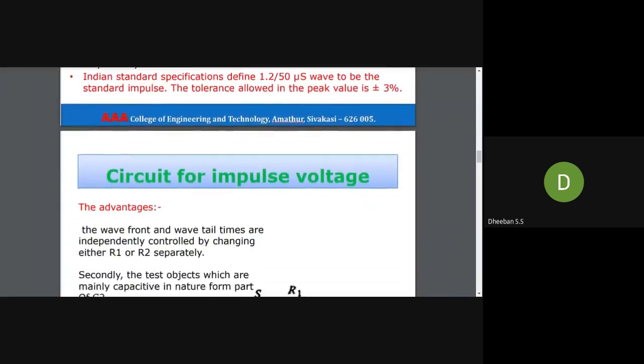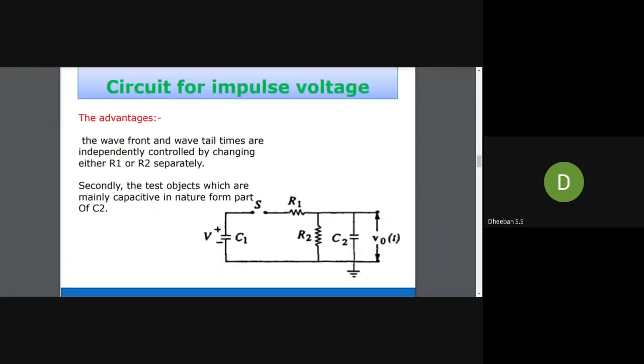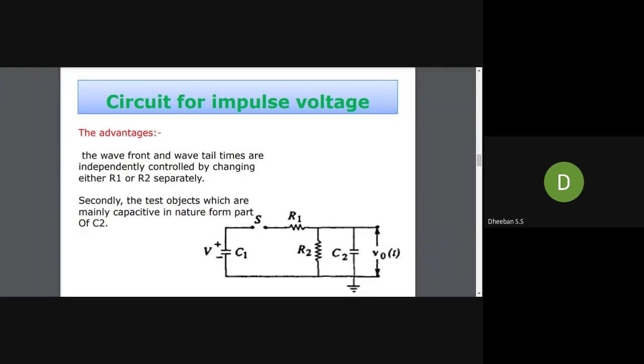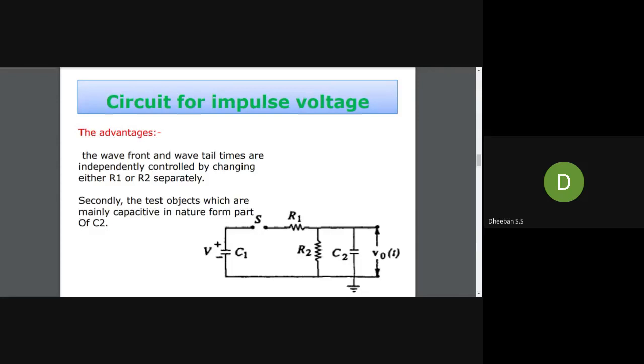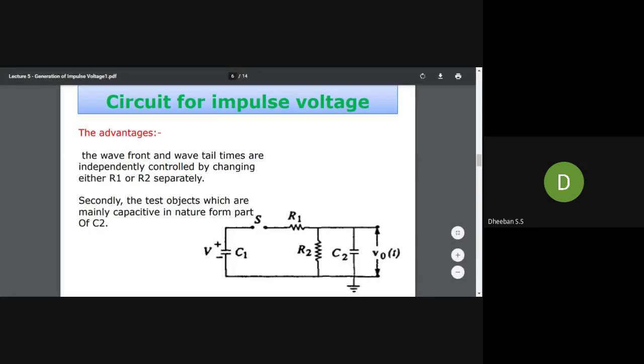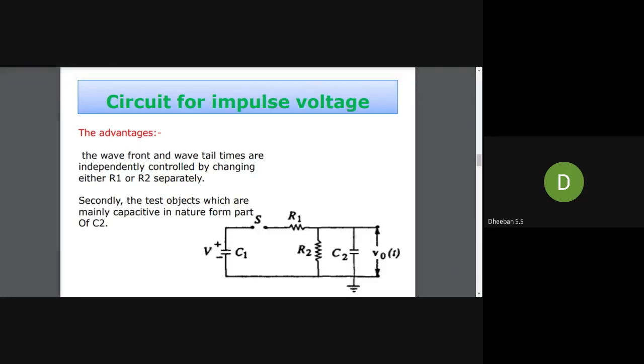So the next thing is the basic circuit for your impulse voltage generation. So how you can generate impulse voltage using your basic circuit. That's the concept. The wavefront time and the wave tail times are independently controlled by changing either R1 and R2. Here this V plus minus is nothing but the input voltage that you are giving, or you can take that as a capacitor also.